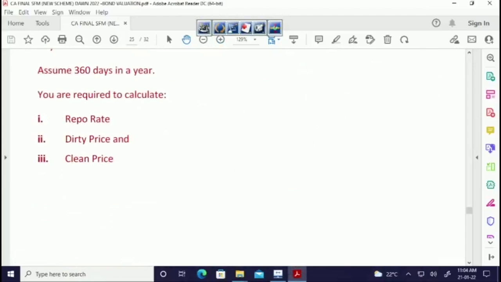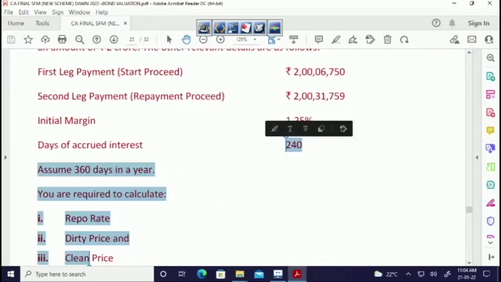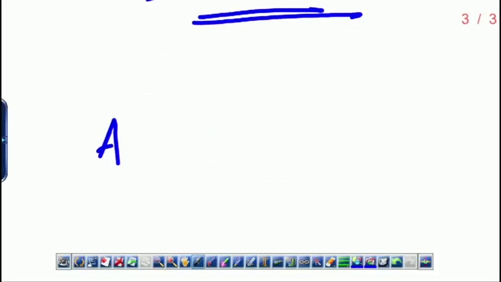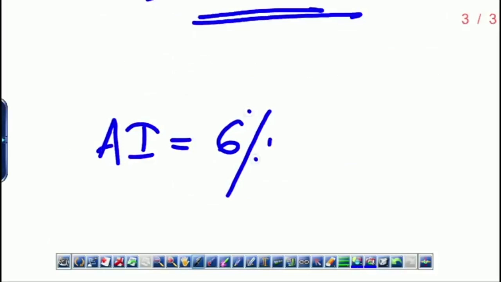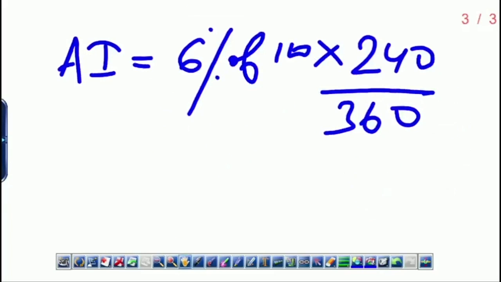Now, clean price. The dirty price is 101.3, and dirty price is clean price plus accrued interest. So we have to remove the accrued interest for 240 days at the rate of 6%. Let's do it. Accrued interest based on 100 is 6% of 100 into 240 by 360. I'm calculating the accrued interest.